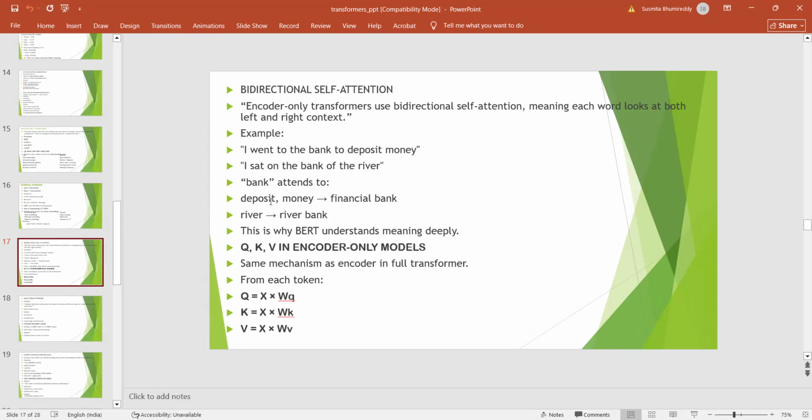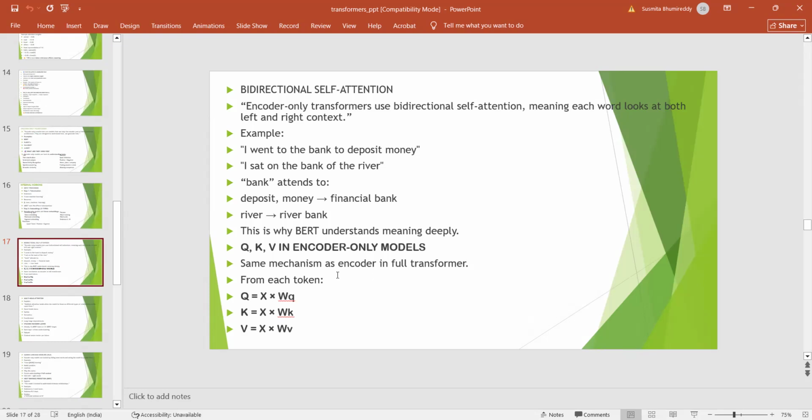So if it is a deposit, this is a financial bank. If it refers to the river, then it is a river bank. This is why BERT understands meaning deeply. Based on this input, whether it may be a financial bank or a river bank, it will understand the meaning clearly.